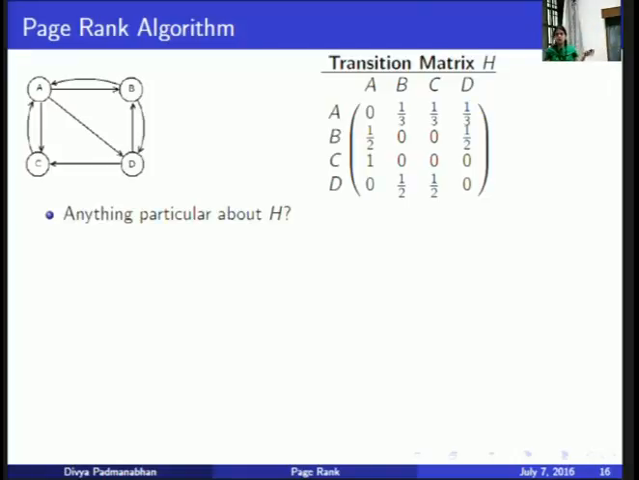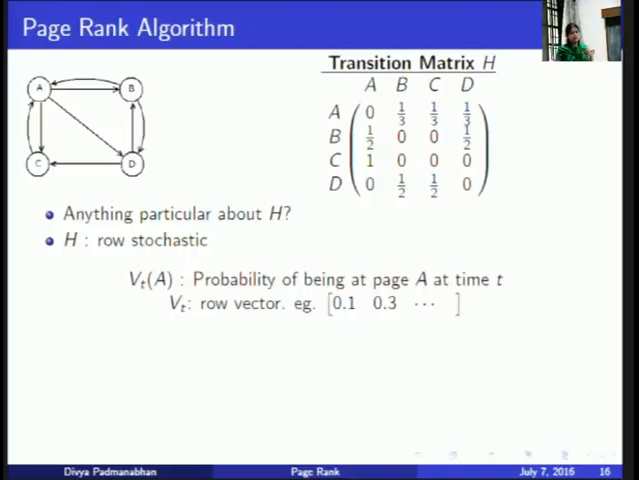Yeah, the sum of the rows is 1. So this is called a row stochastic matrix, where the sum of the entries in each row is 1. There's something about these kinds of matrices which will turn out to be useful, and I'll come to that point later. Now again, like in the previous example, it is assumed that there's a probability vector. Vt of A is the probability of being at page A at some particular time. This is a vector which sums to 1 because these are probabilities.